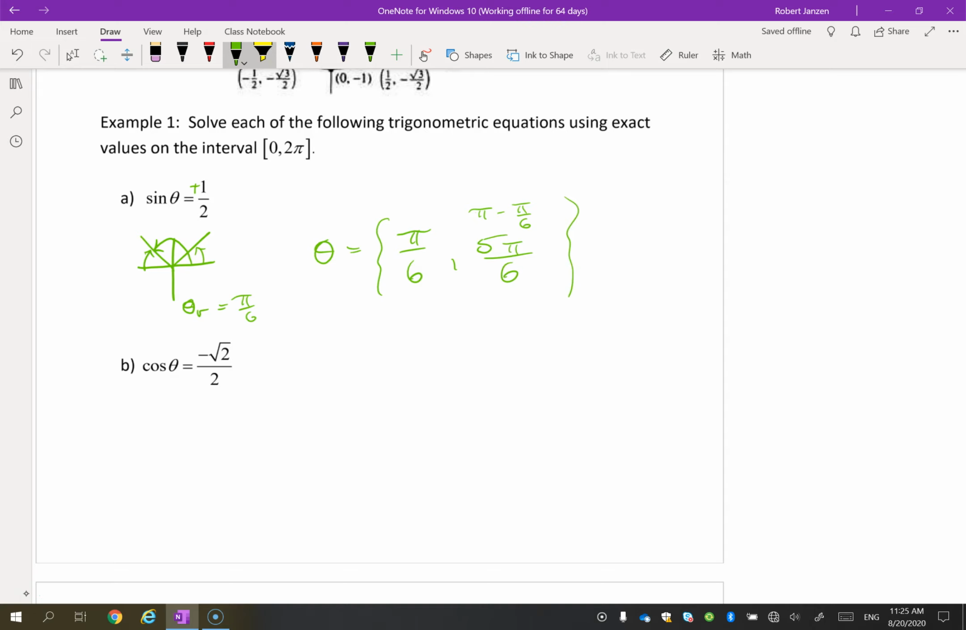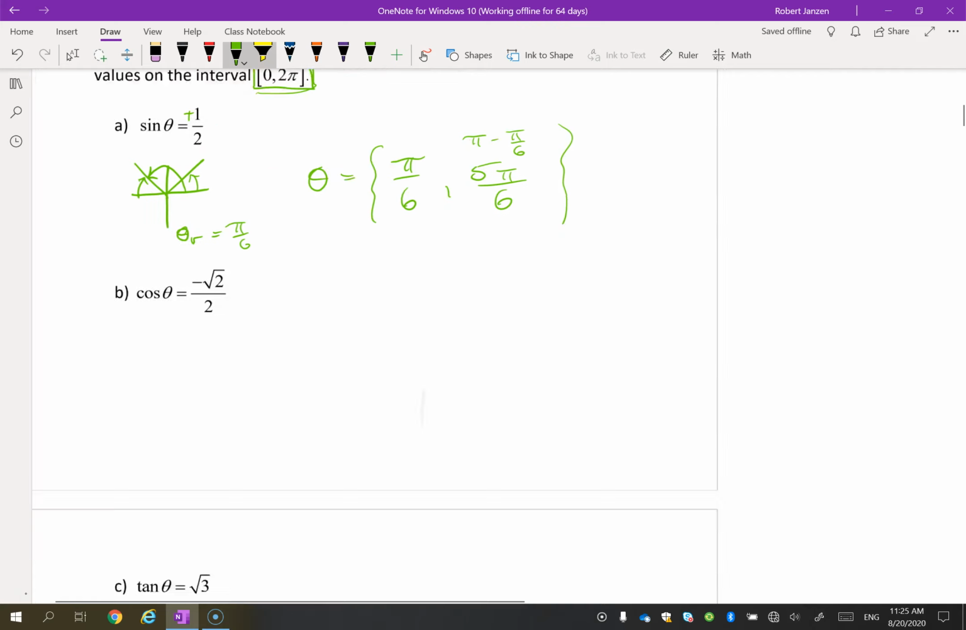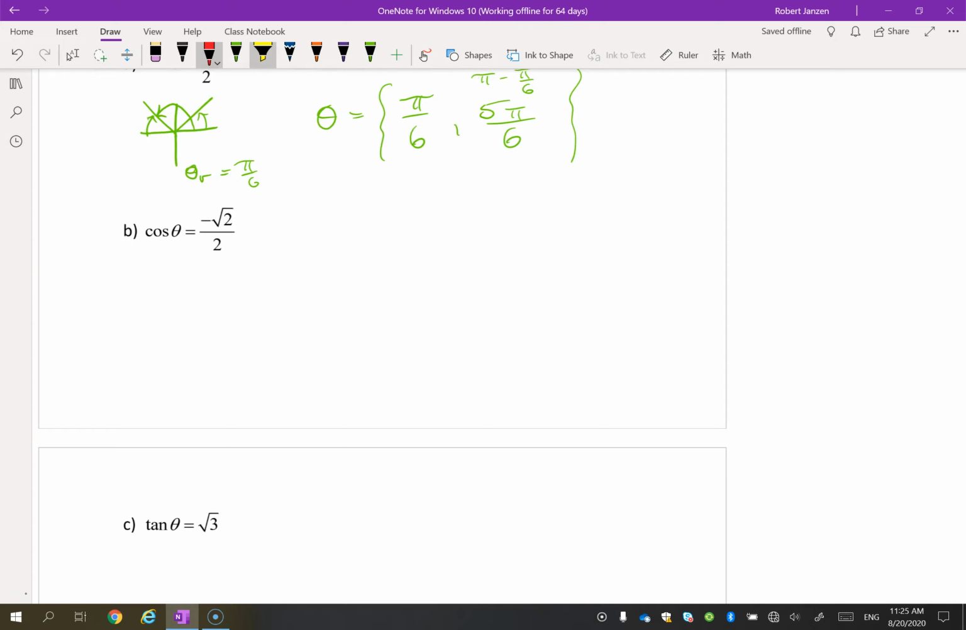Okay, why are there only two answers? Well, because we're only looking for the answers from 0 to 2 pi. Okay, let's try another one.